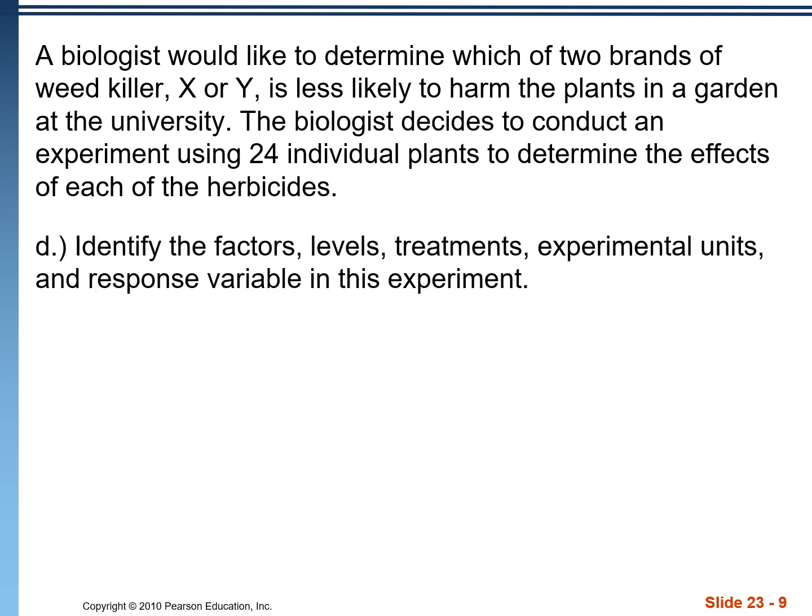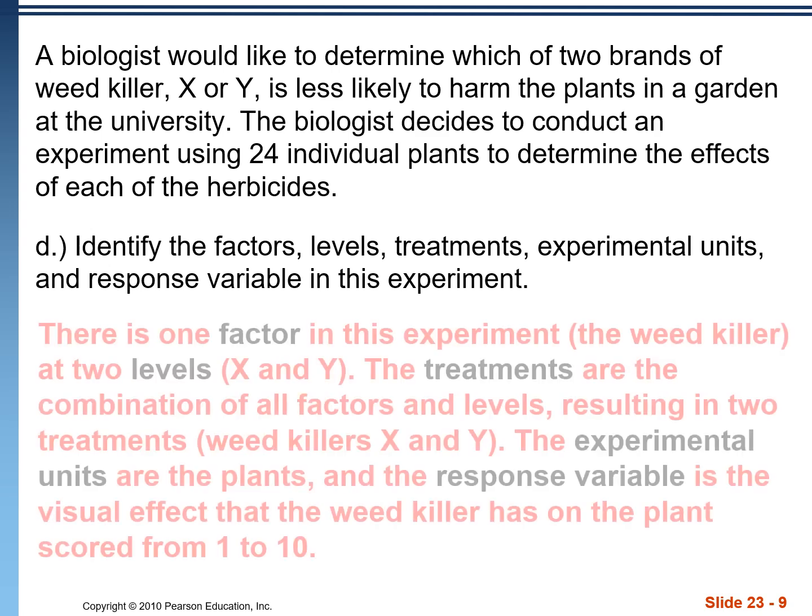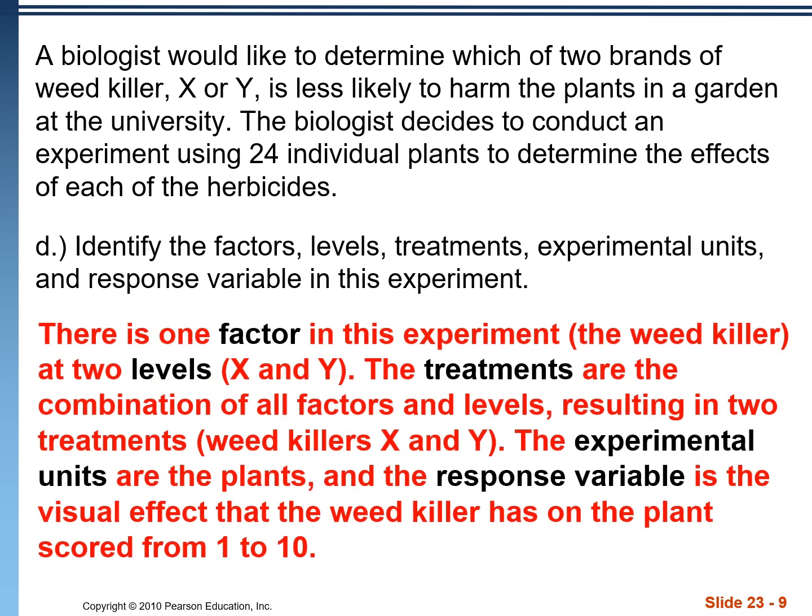Part D is just a refresher on some of the terminology involved in experimental design, asking us to identify factors, levels, treatments, experimental units, and response variable. There's one factor, that's the weed killer, at two levels, brand X, brand Y. The treatment is the combination of all factors and levels. So in this case, there's two treatments, again, weed killers X and Y. Experimental units, that's who the treatments are being assigned to. In this case, we're assigning these weed killers to the plants.